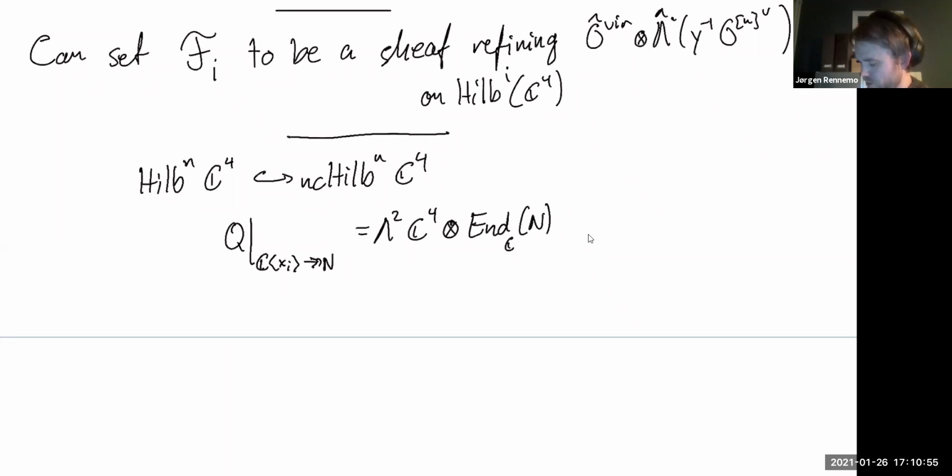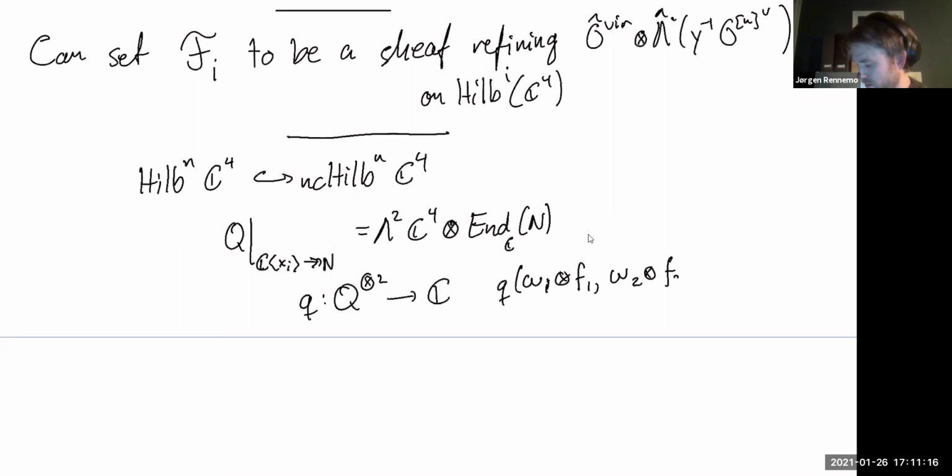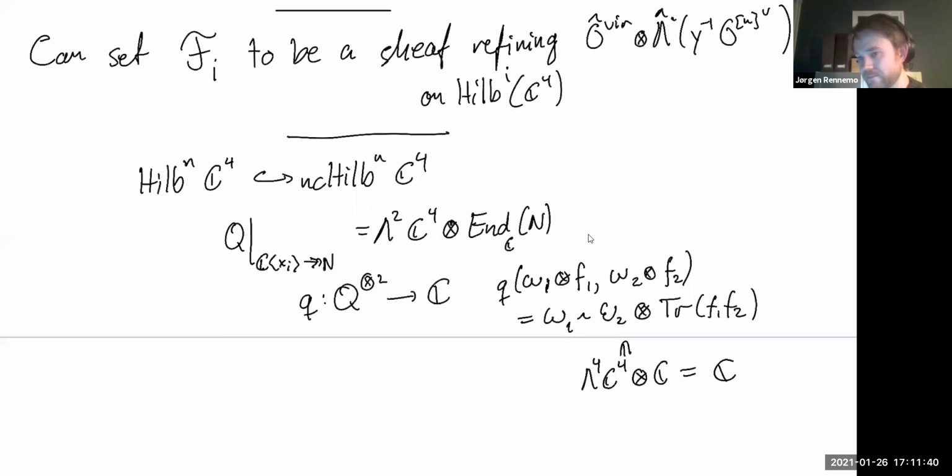So we need to produce a quadratic form to turn this into an SO bundle, and that is taking, seeing this thing, gives you this thing, which lives in wedge 4 C^4 tensor C equals C. So that's how you produce a quadratic form.